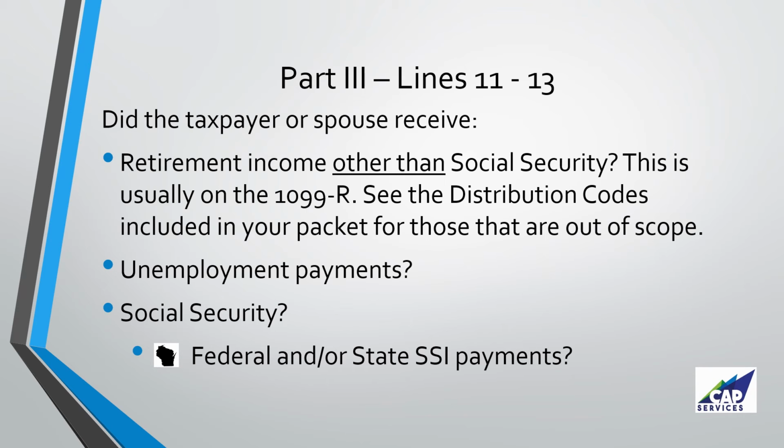Part 3, lines 11 to 13. Did the taxpayer or spouse receive retirement income other than Social Security? This is usually on a Form 1099-R. Have them look at the 1099-R and tell you what number or letter is in Box 7, and then see the chart in your packet for corresponding codes.